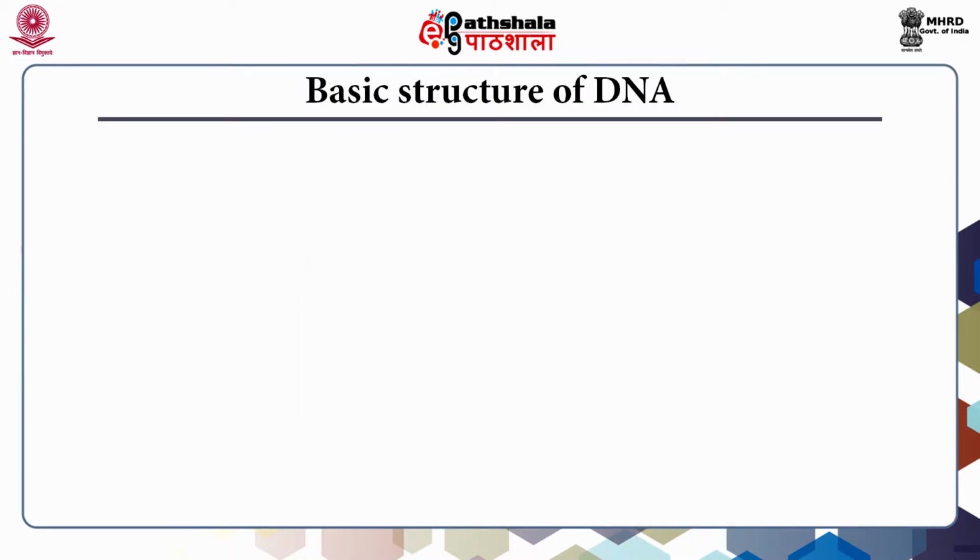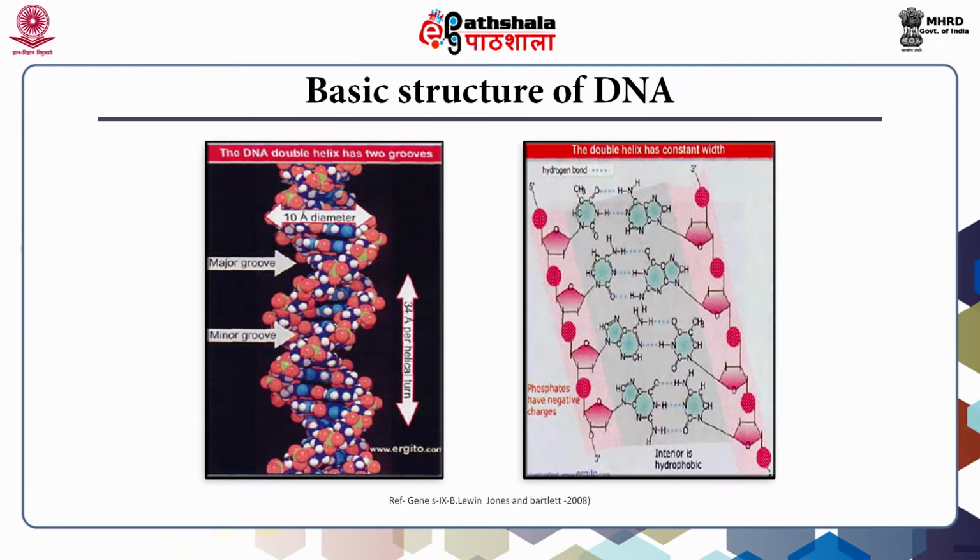Basic structure of DNA. Using data from X-ray diffraction studies by Franklin and Wilkins, Watson and Crick in 1953 proposed a structure for DNA that has become known as the double helical structure. This structure, which since has been amply confirmed, allowed Watson and Crick to propose a mechanism for the replication of DNA that in all essentials still is believed to be accurate today.